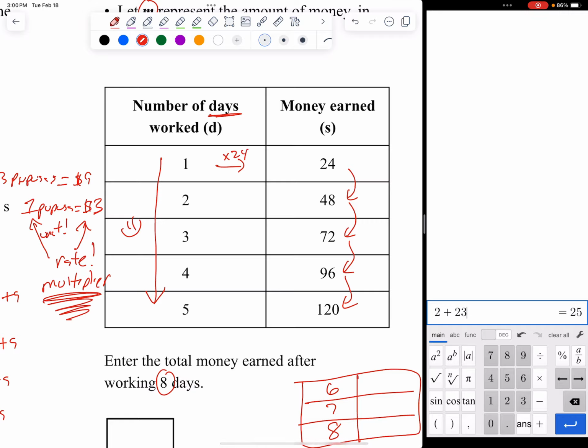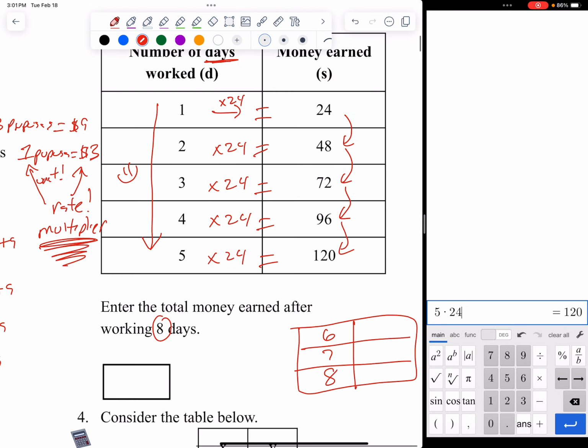1 times 24. That's 24. What about 2? So let's check. 2 times 24. Hey, that's 48. What about 3? So 3 times 24, 72. Yeah, hey, look. Get your pattern here. I'm going to just make sure everything's correct because every now and then they like to mess with us with just one of them being wrong. 4 times 24 is 96, so that's correct. And then 5 times 24 is 120. So that essentially is how I go from left to right.